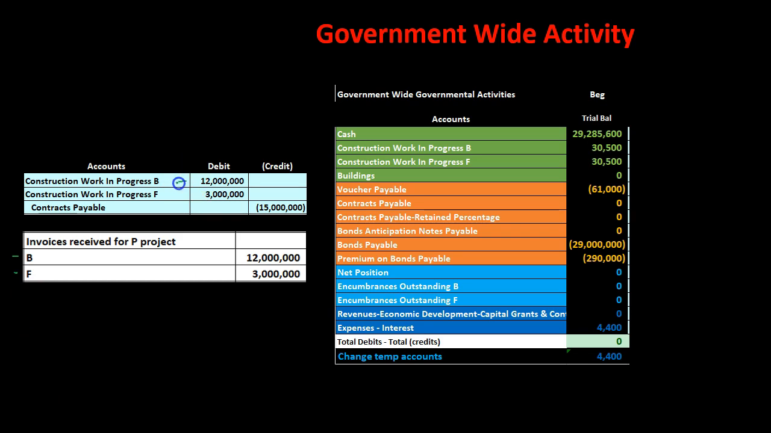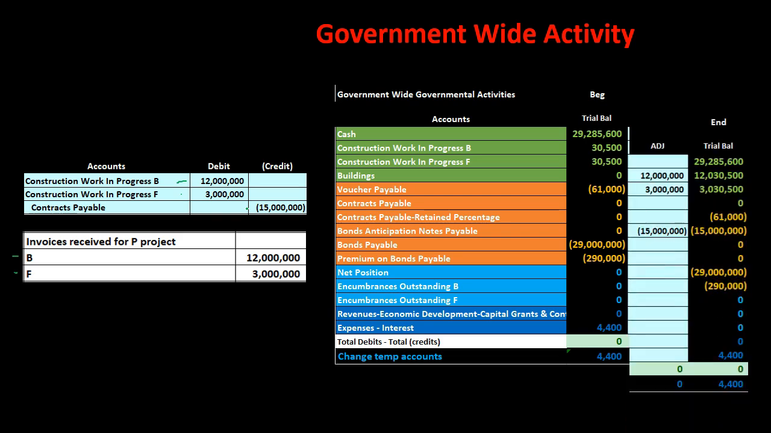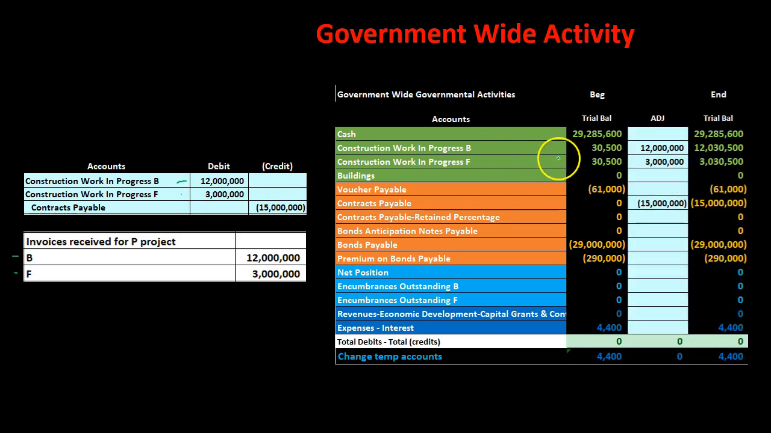So we're going to increase the work in process asset account, and the other side's going to go to a payable because we owe it, we haven't yet paid it, and that's going to go to a credit to a payable account. If we post this out, then work in process accounts, B and F, increasing with the debits, the other side then going to contracts payable, a liability account, increase in the liability account. So that's in the accrual basis.